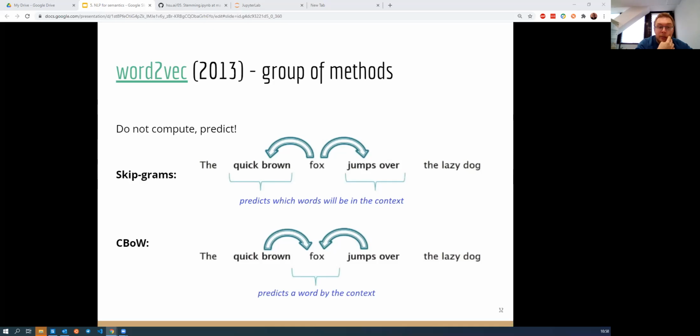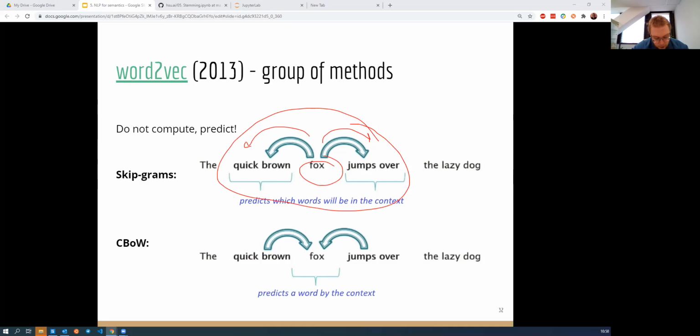The words in similar contexts have similar meanings. And there are two ways of representing the context. So it's always the context around the word, but the models are trained in two different ways. In the skip-gram model, we try to predict the context by the word. So given a word, what will be the near neighbors of our word in the text.